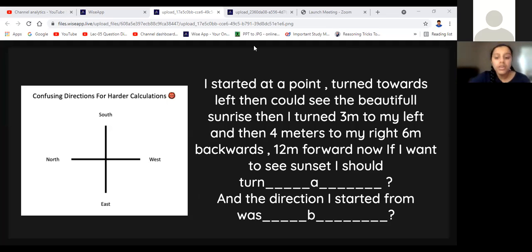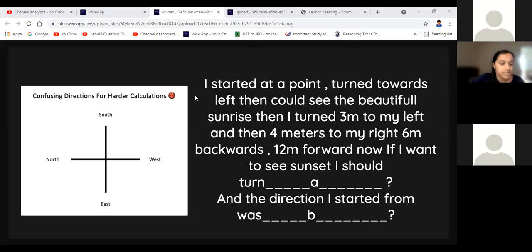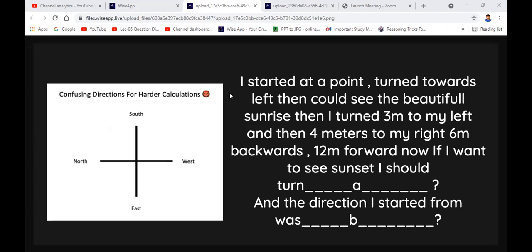Then I turned 3 meters to my left. From east, left means northwards, right? Yes, sir. The distance is how much? 3 meters. And then 4 meters to my right. From north, right means again east. The distance is 4 meters.